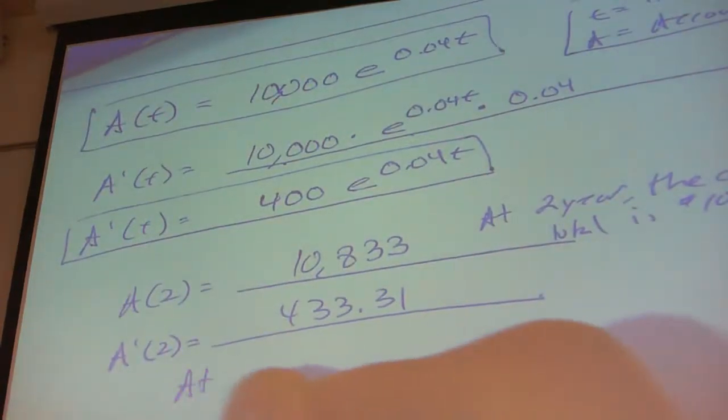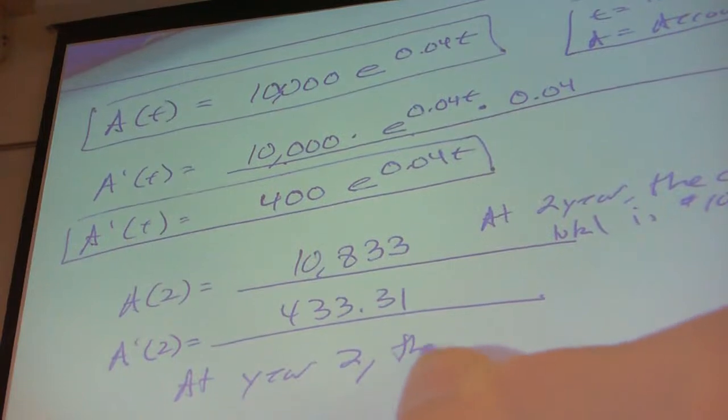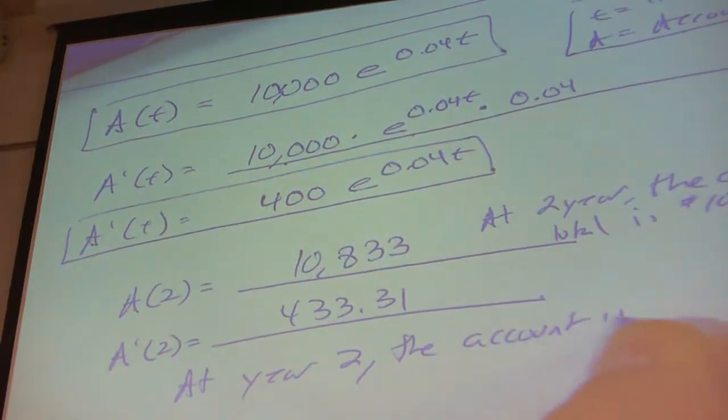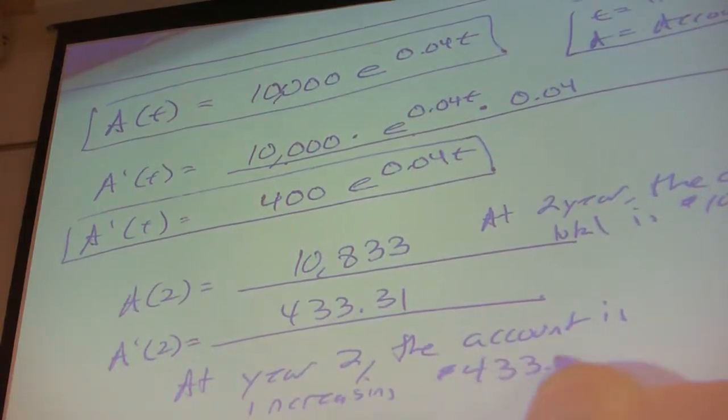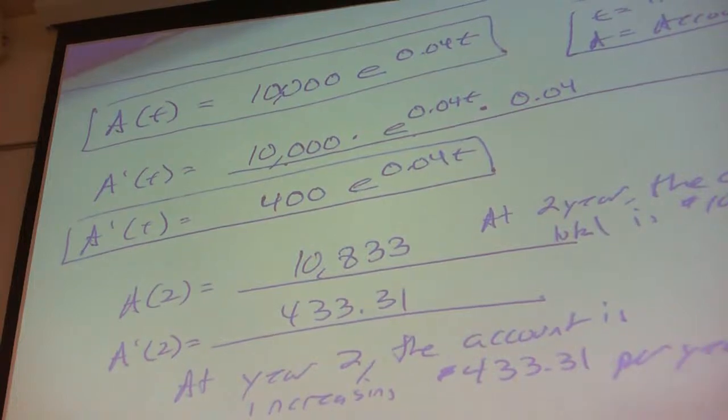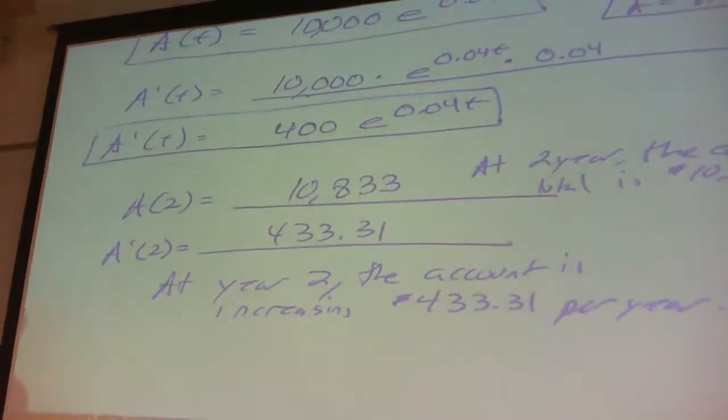So at year 2, the account is increasing $433.31 per year. That's the rate of change at that time. That's how your account is changing. The whole point of everything we're doing is how the account is changing. That's derivative. This derivative had an E in it, so we had to figure that out. We're okay? The only thing new is that it has an E.